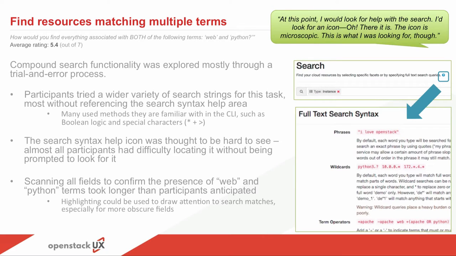And when they were actually looking for the terms that they had searched for, again, it took them a while to scan everything to be able to find those target words, web and Python. So some people suggested to have them highlighted, which would draw their attention to those terms a little bit easier.